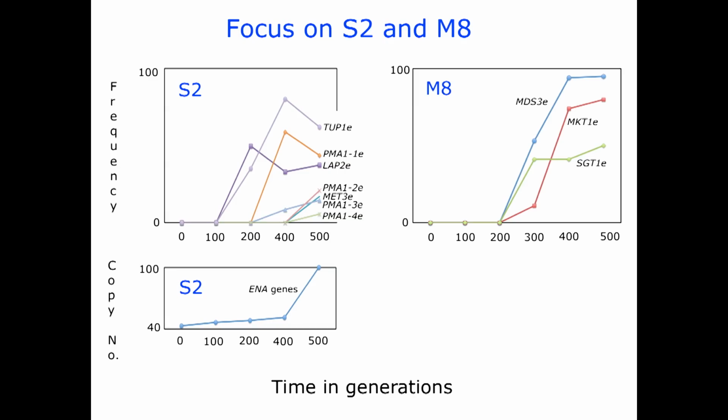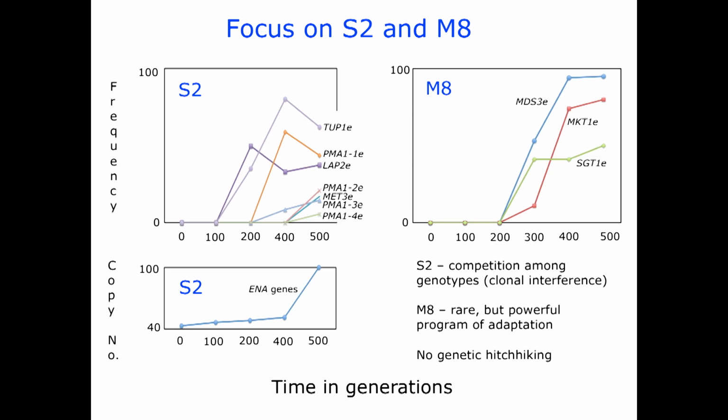M8 is a much simpler story. Here we have MDS3 going up first in frequency, then MKT1, and then this third one we don't understand. This has to go in this sequence. We've tried to evolve this one using that as a background. It doesn't work. We can evolve this one if we use that as a background. So this sequence has to happen in that order.